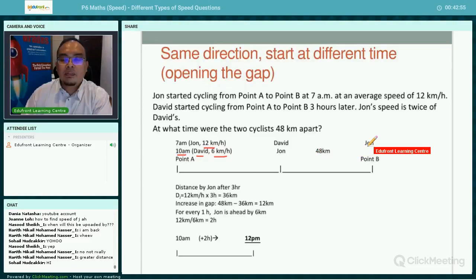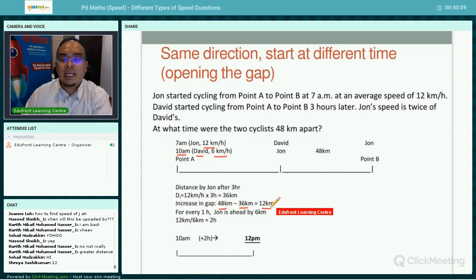So after some time, John would be 48 kilometers away from David, right? So what is the difference here? 48 kilometers minus 36 kilometers, you get 12 kilometers. So to create this gap here, for every 1 hour, John is ahead by 6 kilometers. Now, how do you get 6 kilometers? We can see here, John is faster than David by 6 kilometers for every 1 hour. So for every 1 hour, John will be further ahead by 6 kilometers. In 2 hours, it will be twice, 12 kilometers and so on.